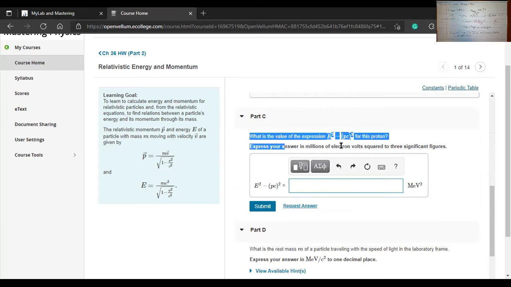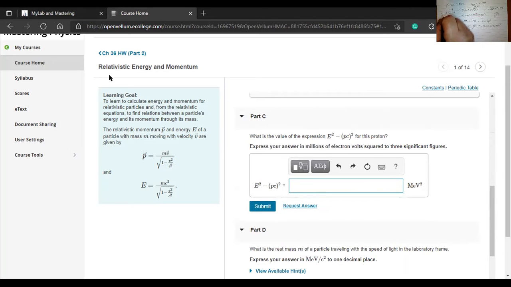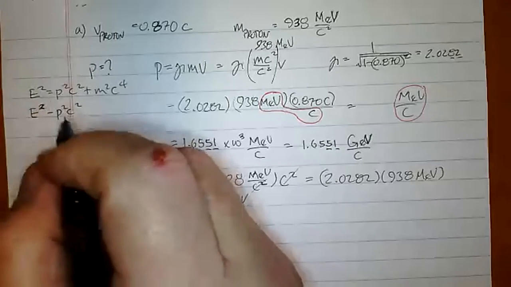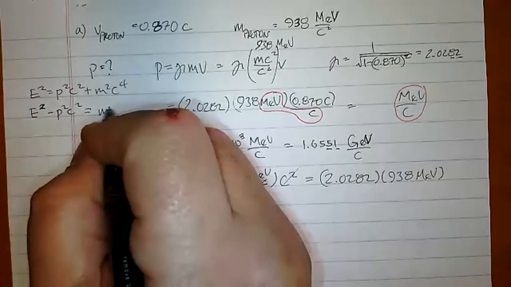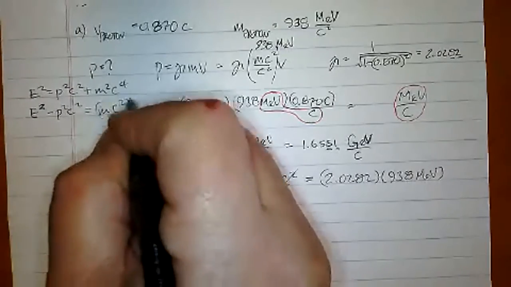So does it just want me to solve this equation then? What is the value? Okay, you can think about it a couple ways. Remember, I said E squared is equal to P squared C squared plus M squared C to the fourth. Well, if you pull the P squared C squared over there, you get E squared minus P squared C squared. Notice that's exactly what they're asking about. And of course, when you do that, that's equal to (MC squared) squared.